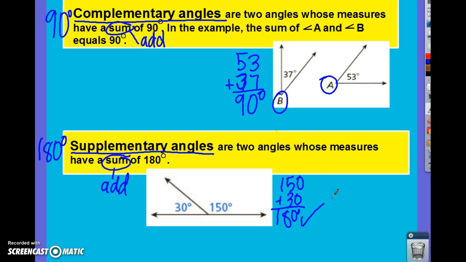How you get this straight, because supplementary is a long word, complementary is a long word, and I easily get them confused. So if you write C and S on your paper, I want you to write 90 next to C and 180 next to S. So I remember it like this. Alphabetically, C comes before S. Numerically, 90 comes before 180. So S goes with 180 and C goes with 90. That's how I remember it in my head. You do whatever you need to remember it.